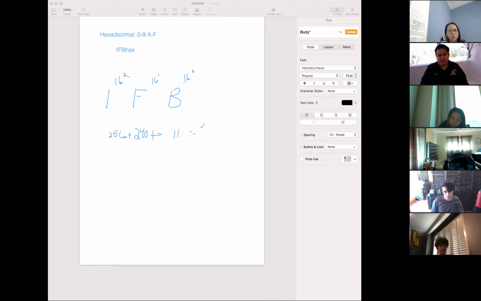507. Bingo. All right. So we have 507. This is the decimal representation of a hexadecimal number. It's base 16. Now on the AP, you will never get more than 3. They will never go higher than 3. It's just too many calculations, too easy to make a mistake. Be careful of things like this though. 1FB.